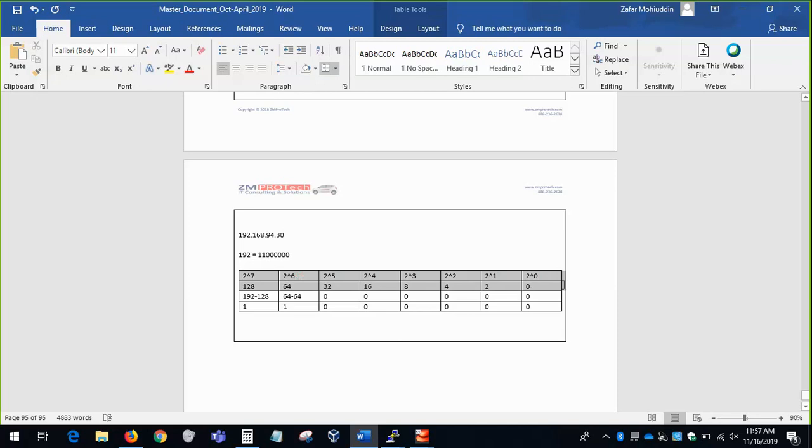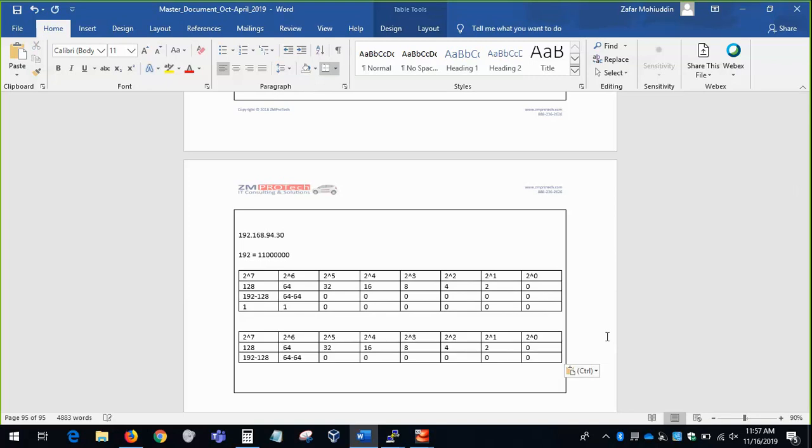Okay, let's move on. I'm going to do it for 168. Let's see how that goes. The table has one more mistake. The power of 0 is still showing 0. It should be 1. Yeah, let me change it.